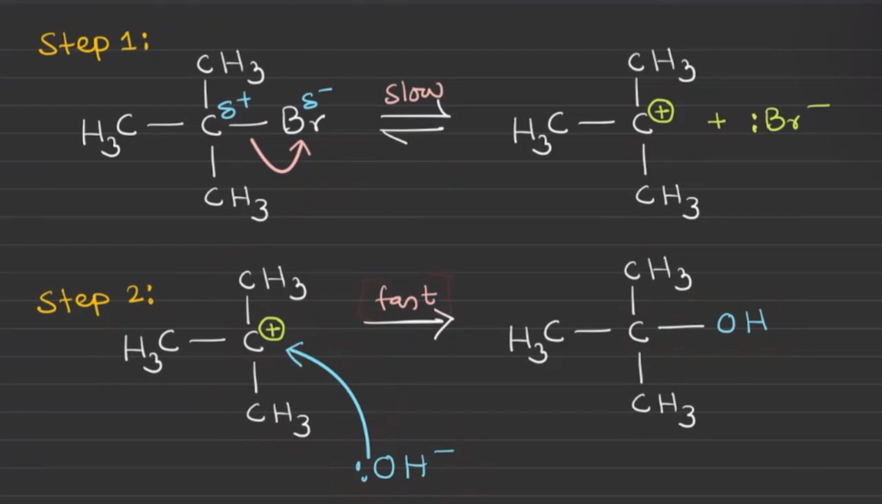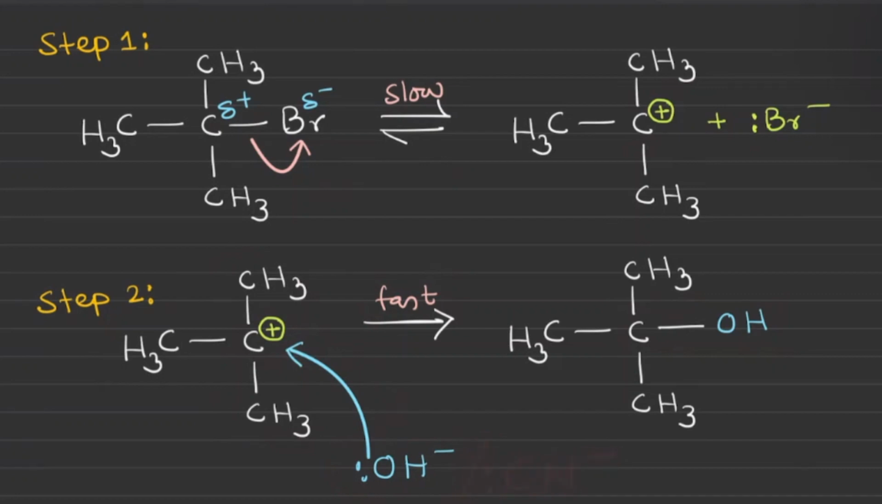Once again, this reaction occurs in two steps. In the first step, the carbon-bromine bond undergoes heterolytic bond fission to produce a carbocation. In the second step, the carbocation gets attacked by a nucleophile. For example, it can be hydroxide ion or it can be cyanide ion. The carbocation gets attacked by a nucleophile and it produces a tertiary alcohol.